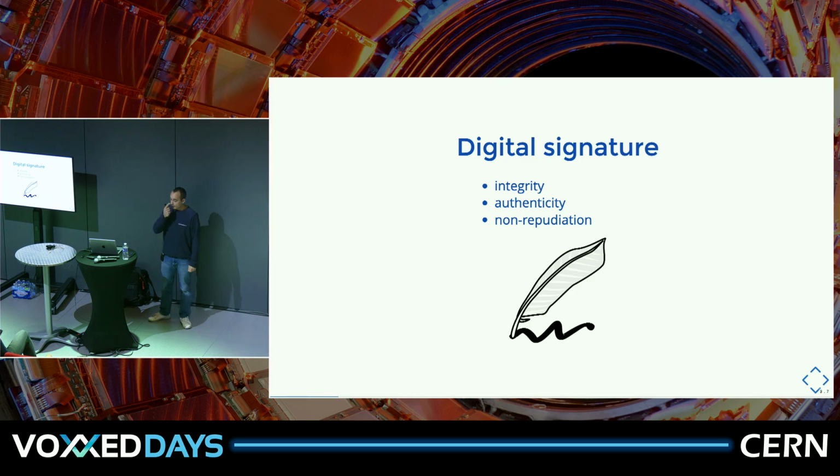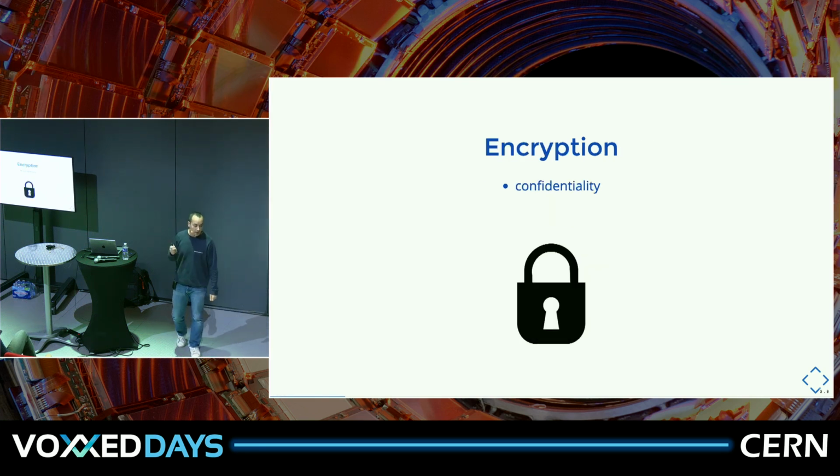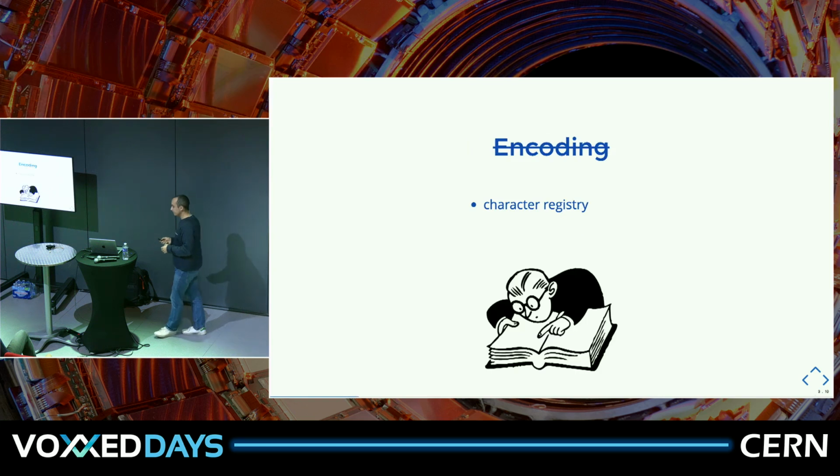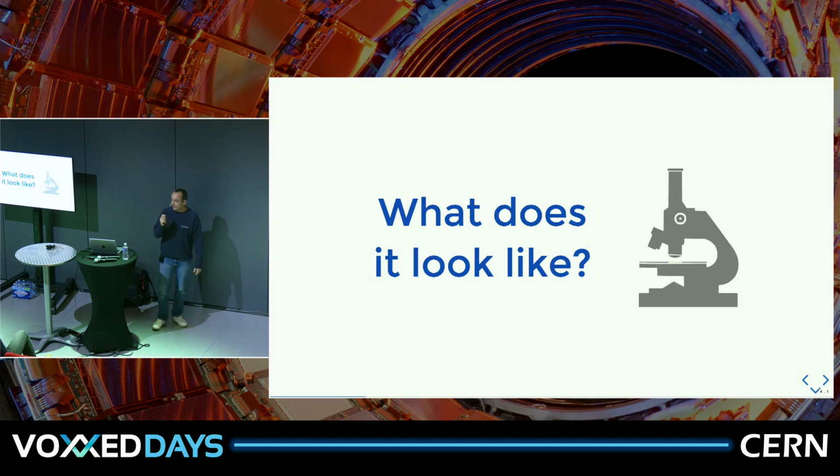The first cryptography method that we will discuss is digital signature, which will bring integrity, authenticity, and non-repudiation. Encryption will bring confidentiality. All the MAC and HMAC families will bring integrity and authenticity. And encoding, which is not a cryptography method at all, of course. It is just a kind of shift of character registry. It's better to say. So what does it look like?